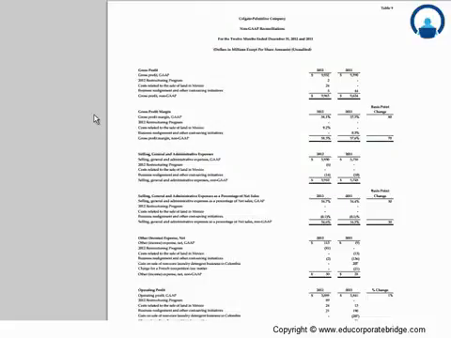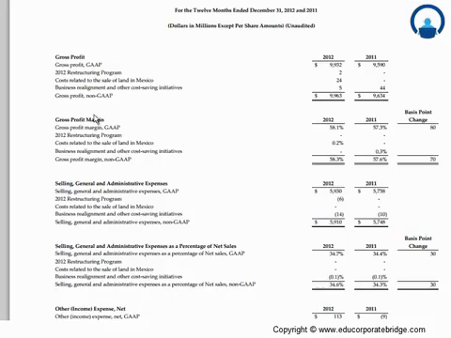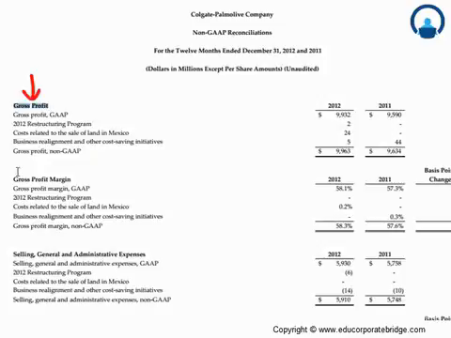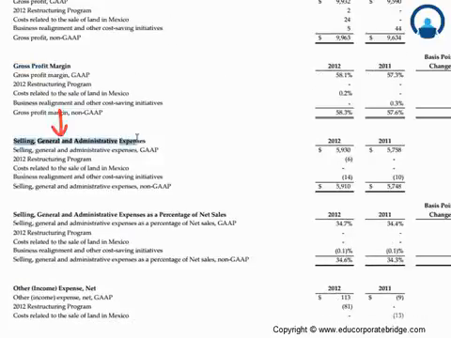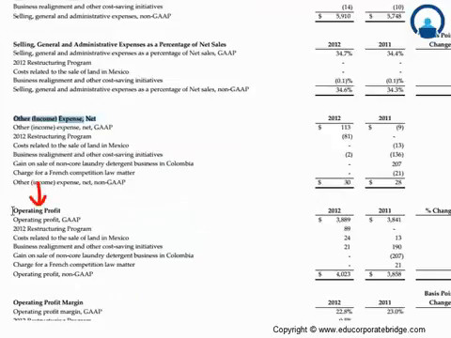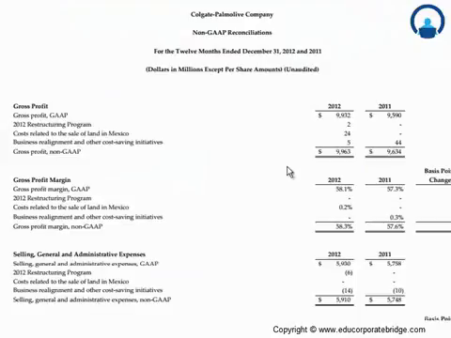So I've clicked on that icon, and what we now see is a full table which gives us a reconciliation of each element: gross profit, selling, general and administrative expenses, other income expenses, and operating profits. So let us now move forward and build our income statement, dividing that into two parts, recurring and non-recurring.